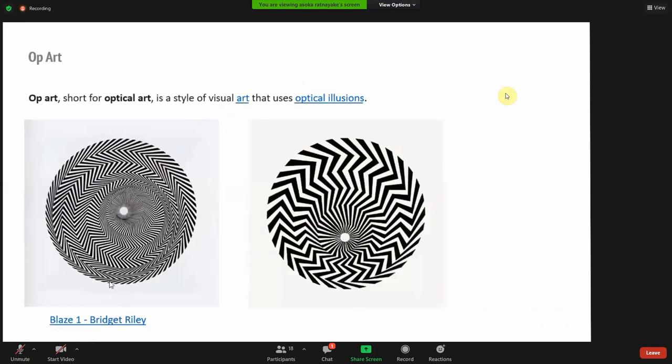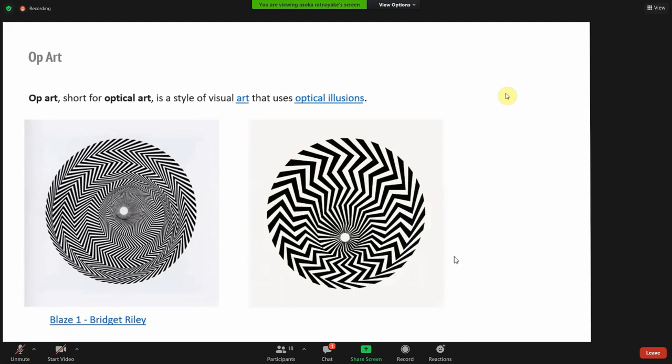And the next one is op art. Op art is short for optical art. It's a style of visual art that uses optical illusion. Another new one, optical illusions. So they were playing with optical illusions.